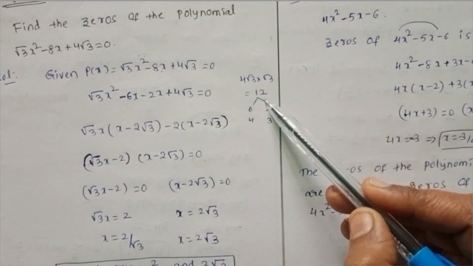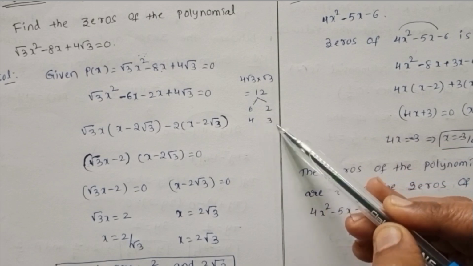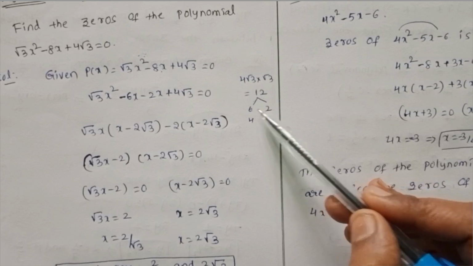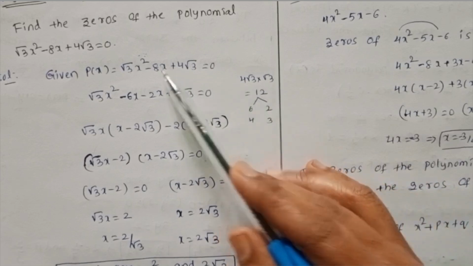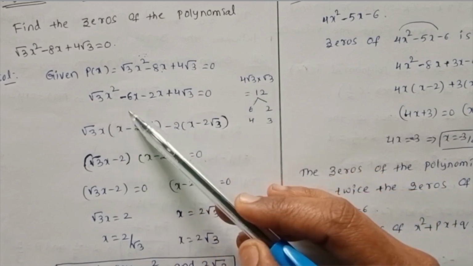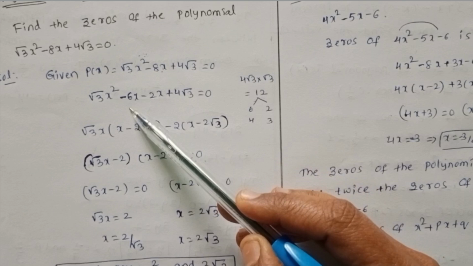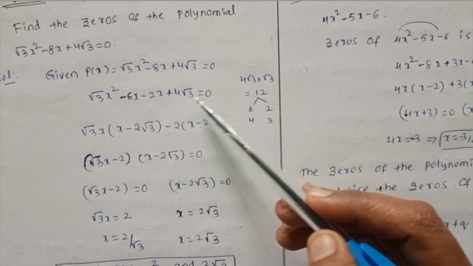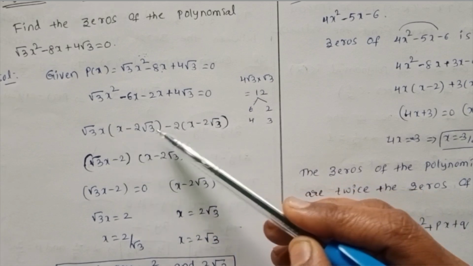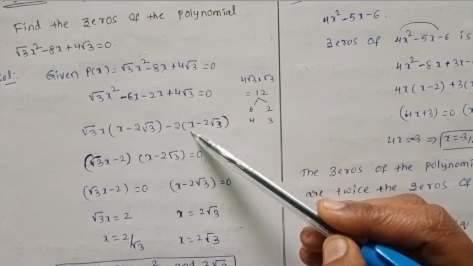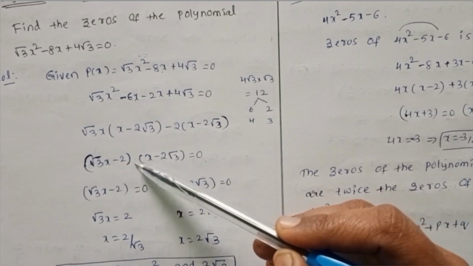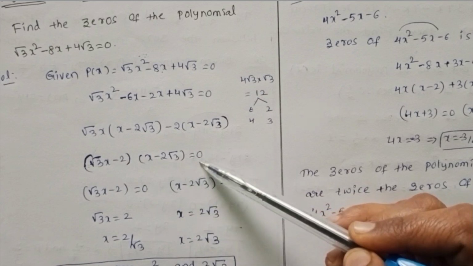See here, factors of 12: 6 2s are 12, 4 3s are 12, 12 1s are 12, so many factors we can write. But if you add 6 plus 2, you get 8. So take the factors 6 and 2. Root 3x square minus 8x, I am writing as minus 6x minus 2x plus 4 root 3 is equal to 0. Here root 3x is common, so x minus 2 root 3. Here minus 2 is common, x minus 2 root 3. So root 3x minus 2, x minus 2 root 3 is equal to 0.